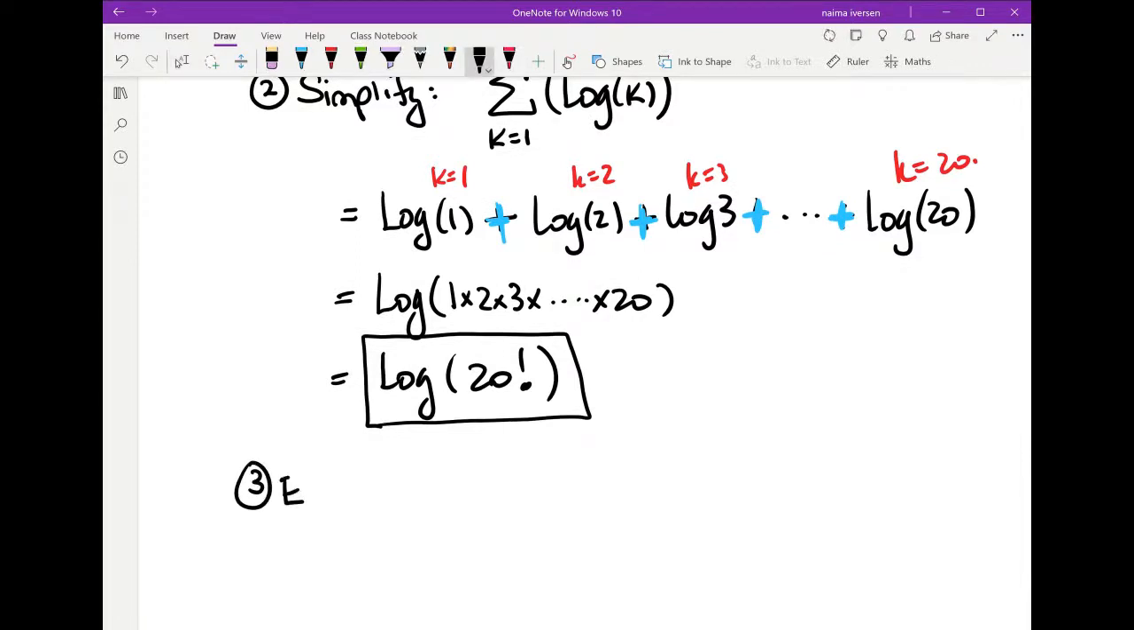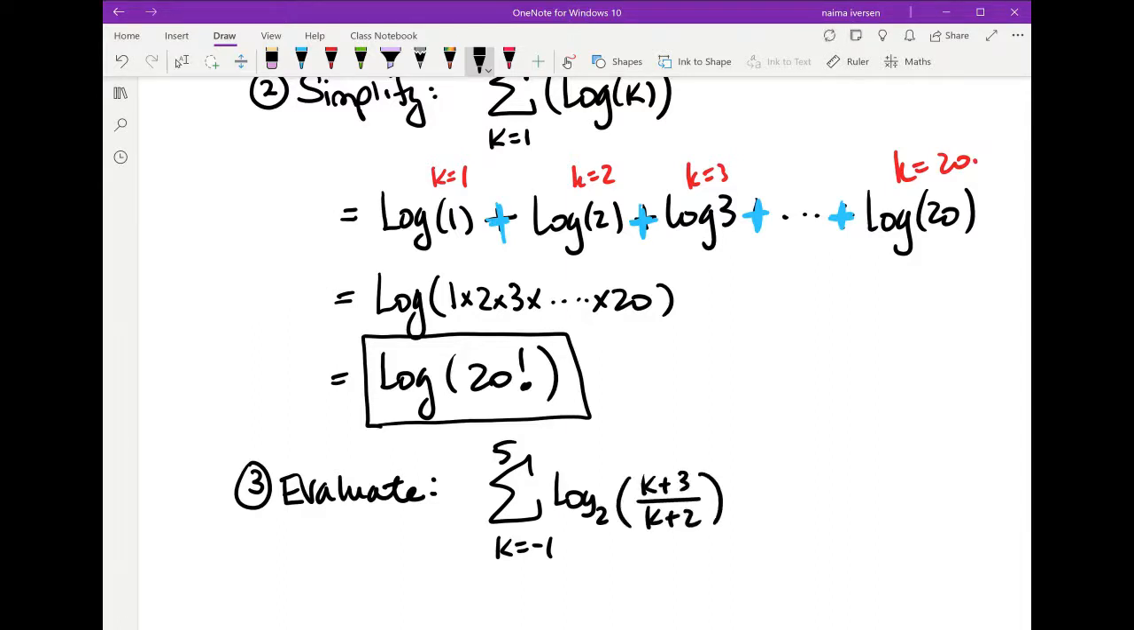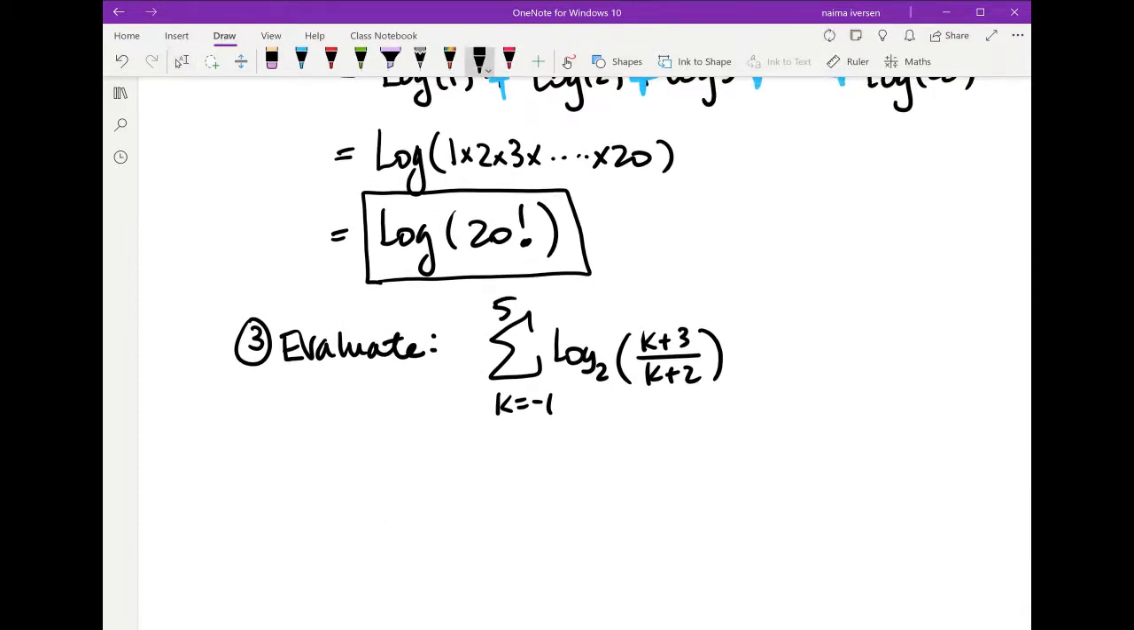You also may be asked to evaluate, and this would be without a calculator. Maybe we have sigma as k goes from -1, let's change it up, to 5, of log base 2 of (k plus 3) over (k plus 2). So this one's a little bit more in-depth because we're actually going to evaluate it. And when we do evaluate, unless we can see a pattern, you are going to have to plug in all the numbers. The first k we're going to plug in is k equals -1. The second number is k equals 0, the next number up. And then k equals 1, and then k equals 2, and so on until we finish with k equals 5.